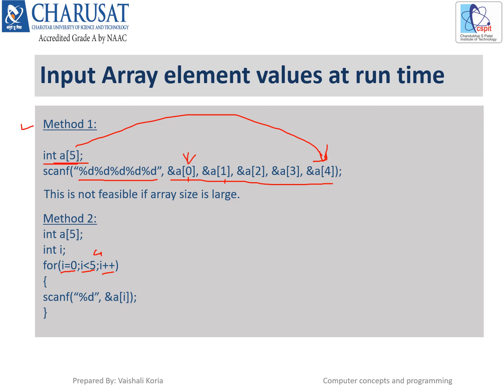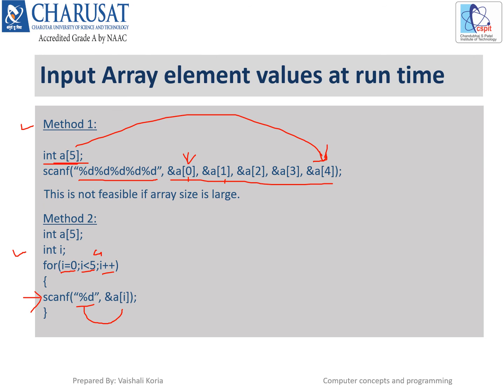So when i is equal to 0, scanf will be executed, an integer value will be entered, and that value will get stored in a[0]. In the next iteration, the value of i becomes 1, so the next value entered by the user will get stored in a[1]. Like this, the last value will be stored in a[4]. So this is another method by the help of which you can take the array element values at runtime.